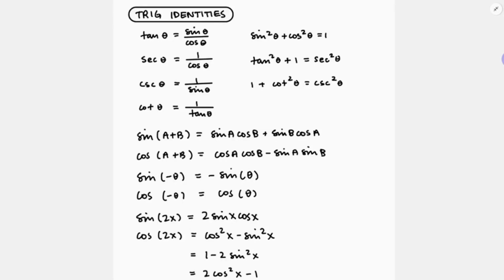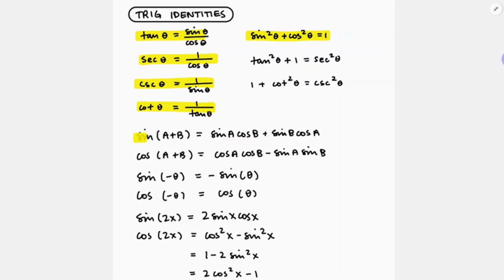But we definitely need to know our reciprocal identities, which are these. Okay, we need to know our Pythagorean identity. I only know that one. I can generate the other two by dividing that equation by either sine squared theta or cosine squared theta, both sides, to give me each of the other two Pythagorean identities.